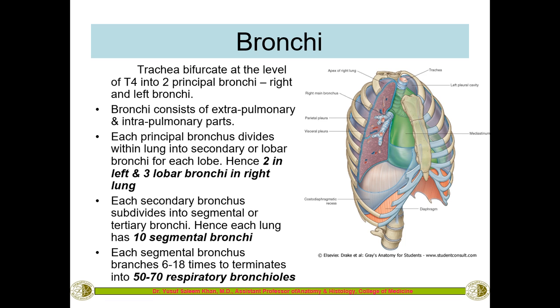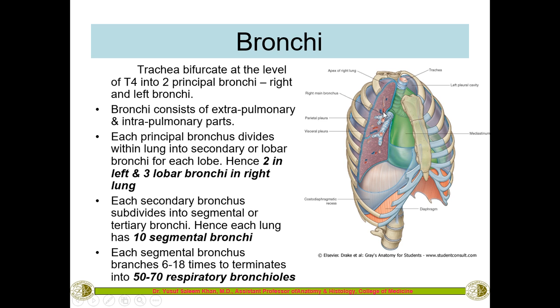Because the secondary bronchi are also called lobar bronchi, they aerate individual lobes. On the right side, as you know, there are three lobes, so it will divide into three secondary or lobar bronchi. On the left side, because there are only two lobes, it will divide into two secondary or lobar bronchi. Then these secondary bronchi will further divide into segmental bronchi.